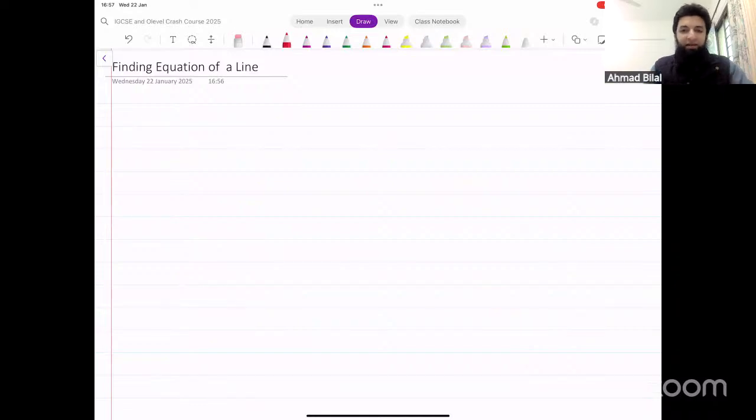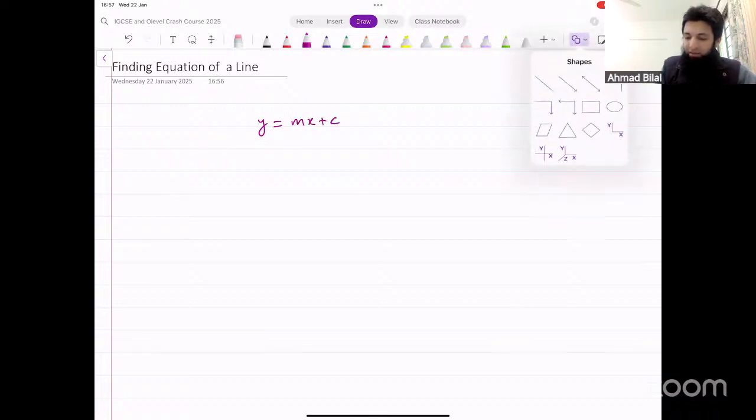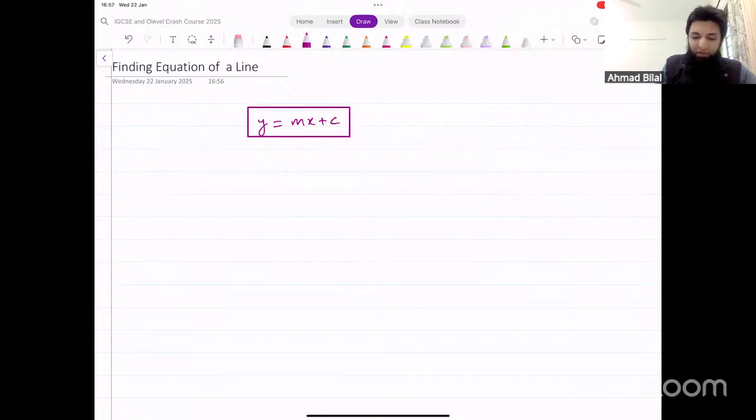Now, straight lines look like this. They have the standard form y equals mx plus c. This is the standard form of a straight line equation. In this form, m represents the gradient of the line and c represents the y-intercept of the line. M is the gradient and c is the y-intercept.